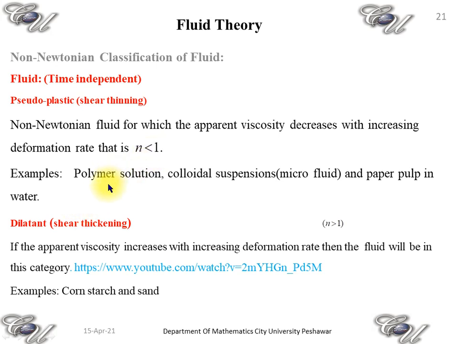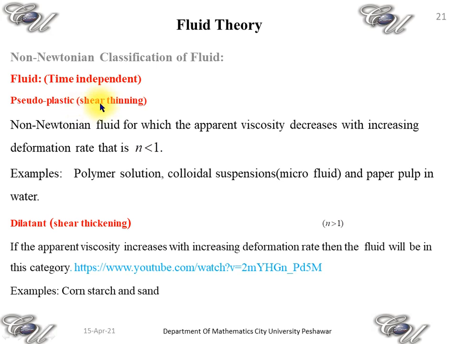Examples of such fluids are polymer solutions and colloidal suspensions. When we have muds, some particles in the water, we call this a colloidal suspension or microfluids. Some microfluids are inside the working fluids, and paper pulp in water. These are examples where the viscosity decreases with deformation. We call this shear thinning.